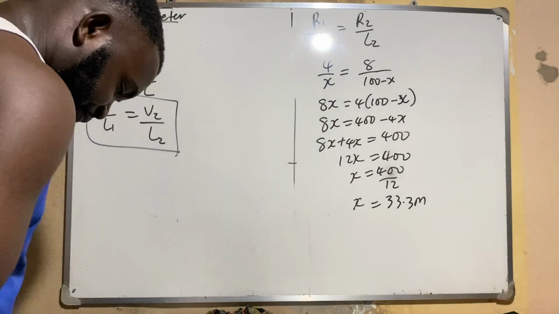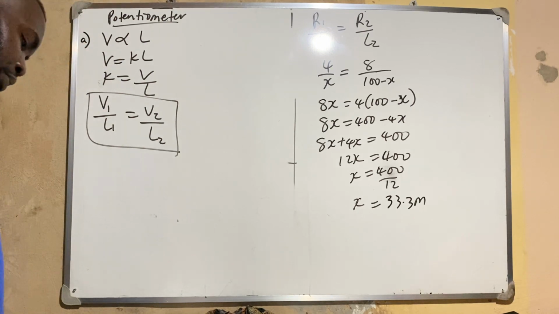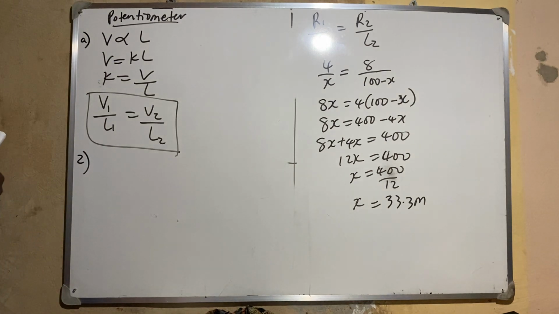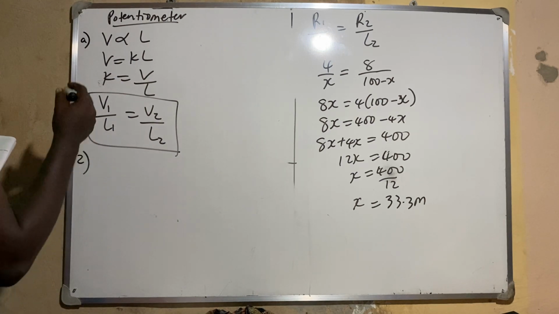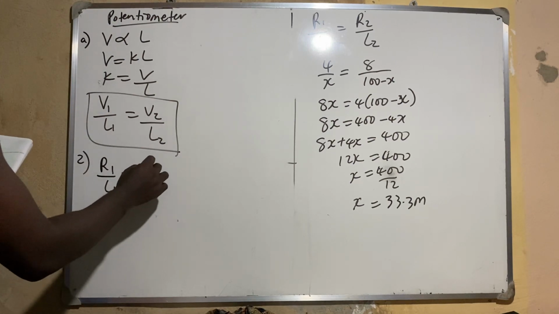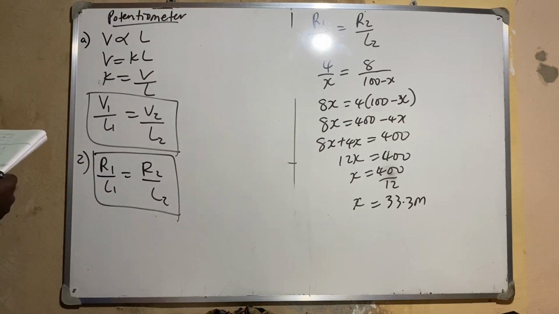Number 2 is comparing two low resistance using potentiometer. You can use potentiometer to compare two low resistance. And how do we do that? So we have that the potential difference across AB is equal to this. In fact, this one is the same formula that we have, that my R1 over L1 is equal to my R2 over L2. Okay, that is for the second one.